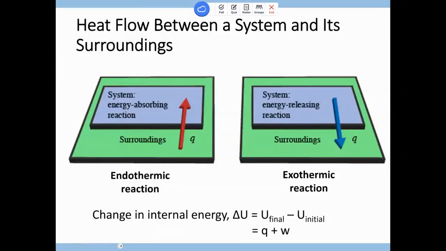Okay. So here we have two visualizations of an endothermic reaction and an exothermic reaction. An endothermic reaction, which we have here on the left, is an energy absorbing reaction. So energy or heat from the surroundings, that lowercase q, is being absorbed by that reaction.